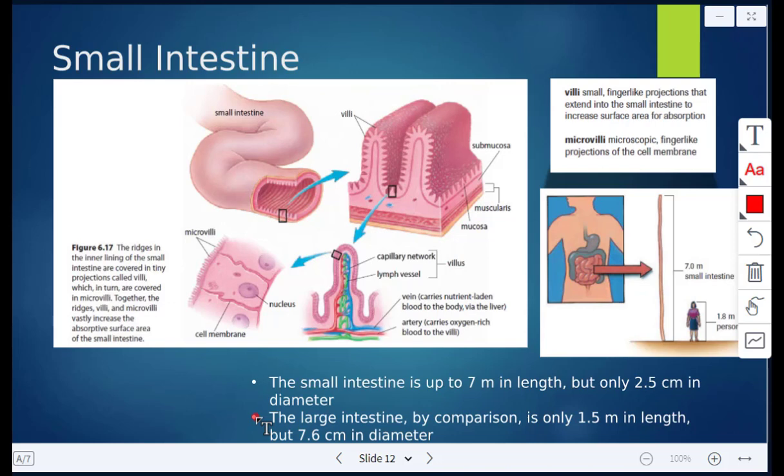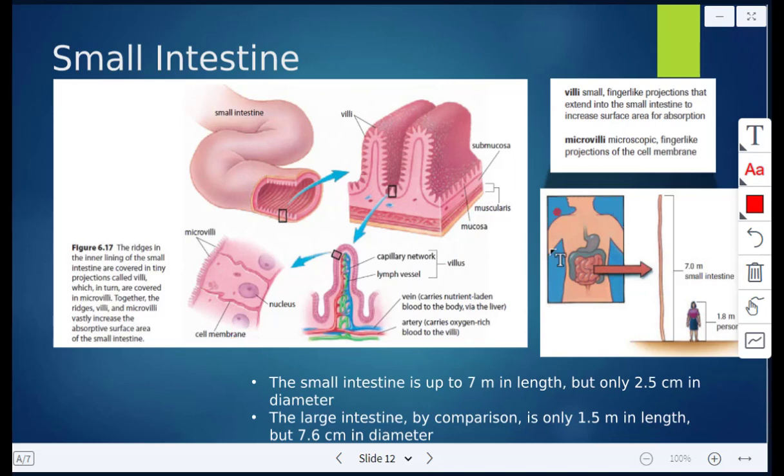All right, so here in the small intestine, we see these finger-like projections, and those are very important because they increase the surface area for absorption. They are finger-like projections that look like this. And if we look closer at the villi, we will find microvilli on top of the villi. So these are further microscopic finger-like projections of the cell membrane. And again, they are there to increase surface area.